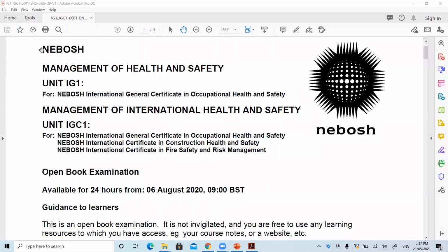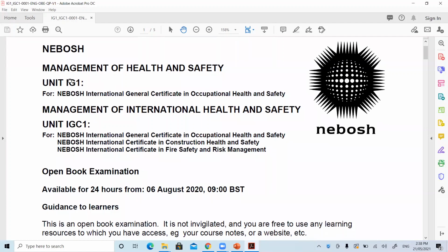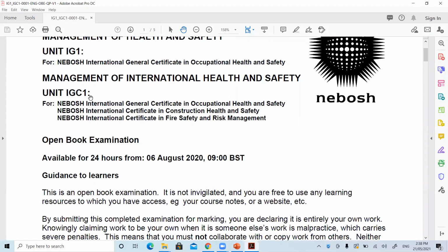Okay, so here you can see this is for NEBOSH, Management of Health and Safety. This is Unit IG1 of the International General Certificate of NEBOSH IGC, which we have completed. We have completed all 4 elements of Unit IG1. It is also applicable for Unit IGC1. The difference between IG1 and IGC1 is that IG1 is the unit abbreviation for the new syllabus, and IGC1 is the abbreviation for the old syllabus, Unit 1. But the assessment is the same for both.